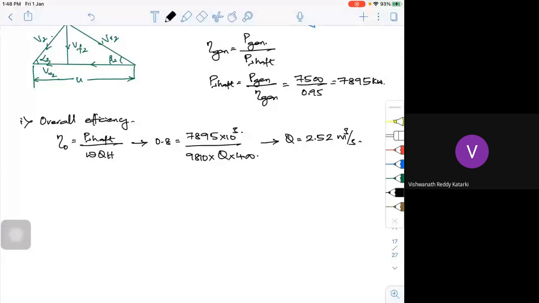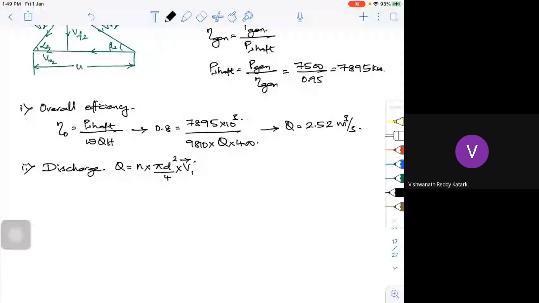Now, to find the diameter of the jet, what am I going to use? We know that the discharge through a Pelton wheel, Q, is equal to the number of jets into the area of the jet into the velocity of the jet. But I don't know the velocity of the jet. I can find it based on root 2gh if it is theoretical. Suppose I assume CV is equal to 0.98 or something. You can take any number between 0.98 and maybe even 1, it doesn't matter. They have not given it in the problem, so you can take anything.